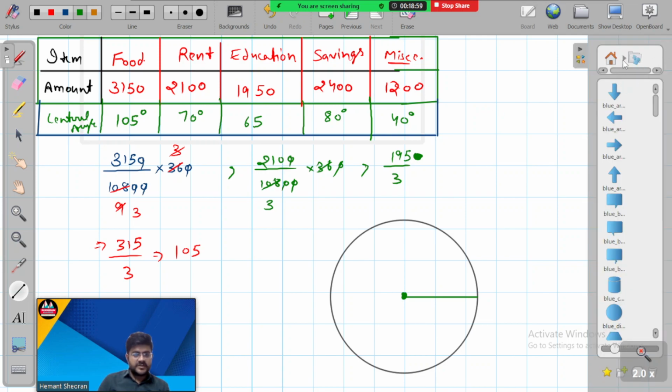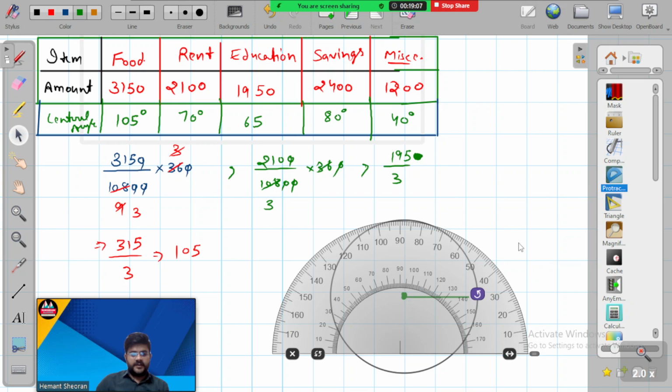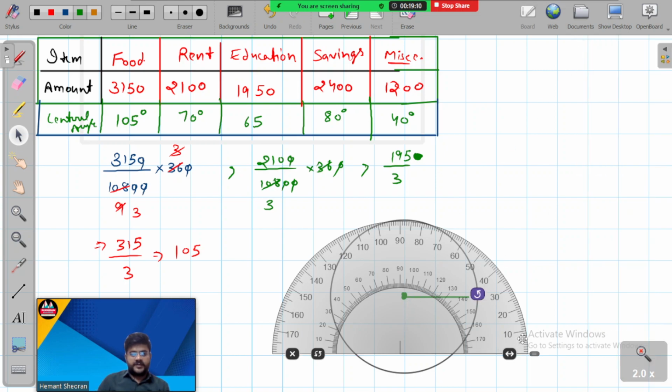So next we're gonna put a compass now. Oh, not the compass, protractor, sorry. So we have this protractor for us.